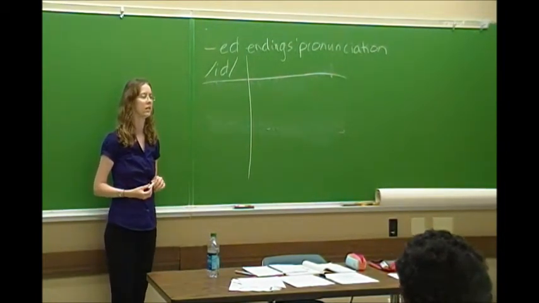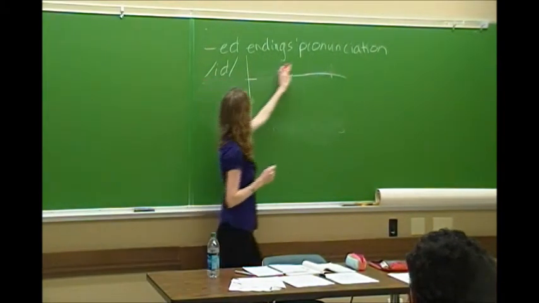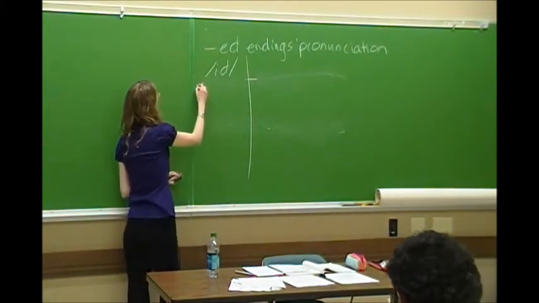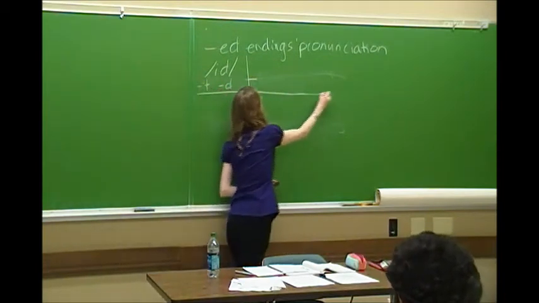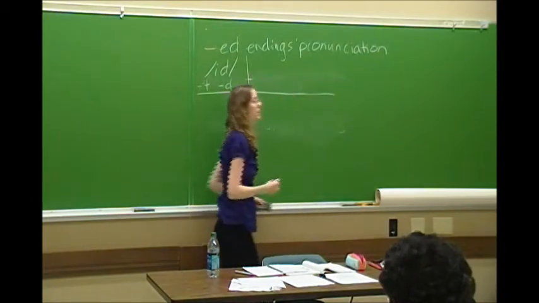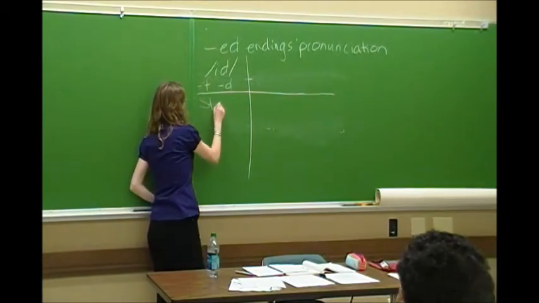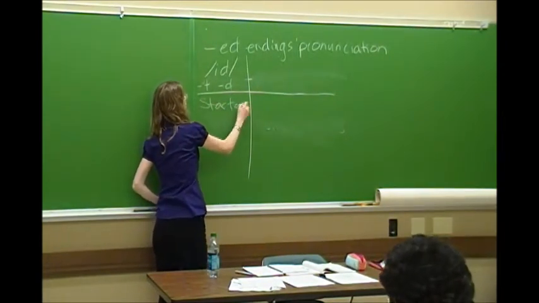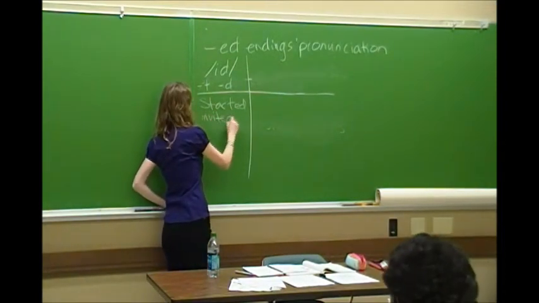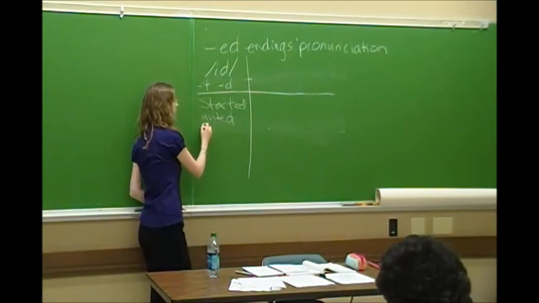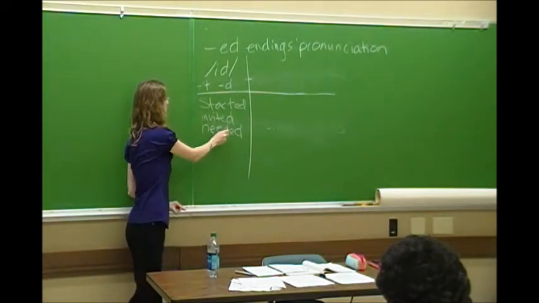Stop. If the last sound is T and D. Yeah. If it ends in a T or a D, then we can use id. What are some examples of regular verbs? Started. Needed. Okay, good. We have started. Invited. Excited. I heard needed.